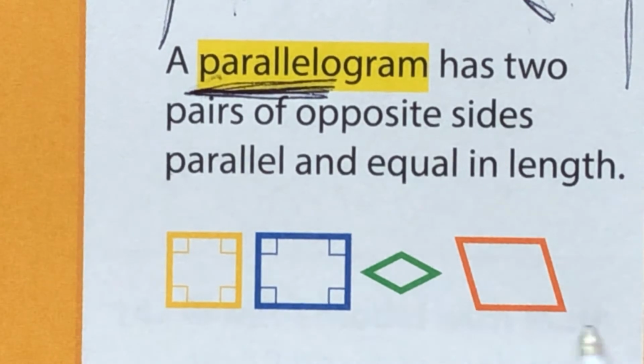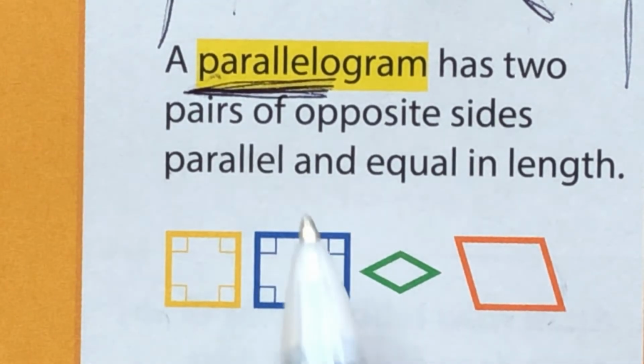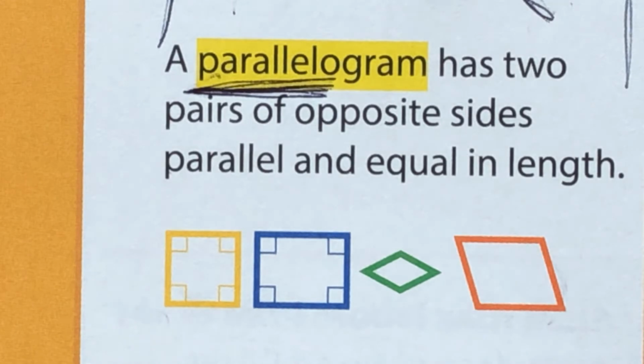You may also see that, yes, these are all called parallelograms, but we also may know another name for some of these shapes as well. We're going to be learning about those specific names later on in the week. But right now, the general term for all of these, since they have two sets of parallel sides and they're all equal in length, is a parallelogram.